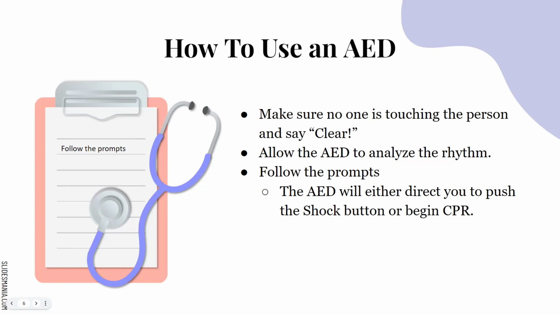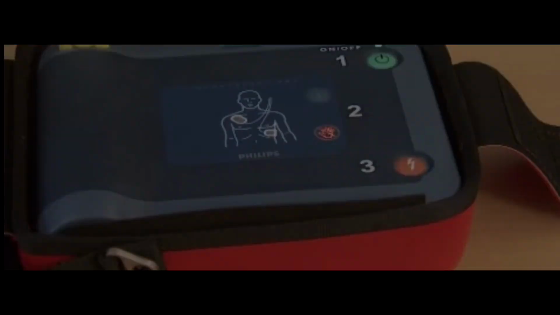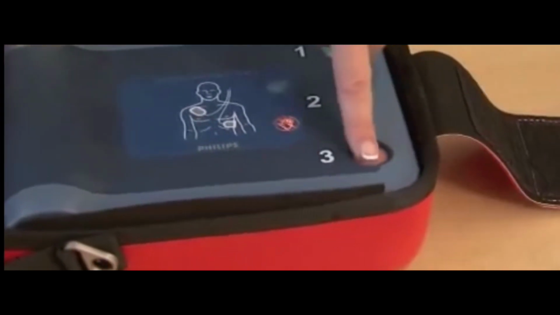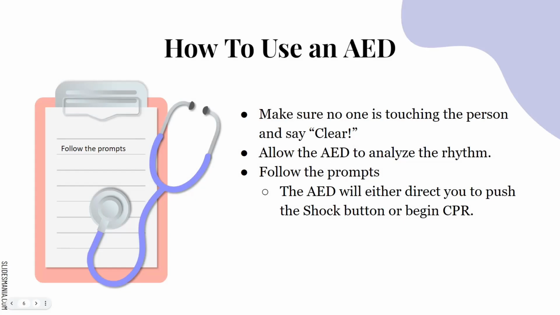Then you follow the prompts. Literally, it is foolproof. Follow the prompts. The AED will either say shock advised or no shock advised. Shock advised. Stay clear of patient. It will tell you what to do. Press the flashing orange button now. Shock delivered. The AED will either direct you to push the shock button or to begin CPR.